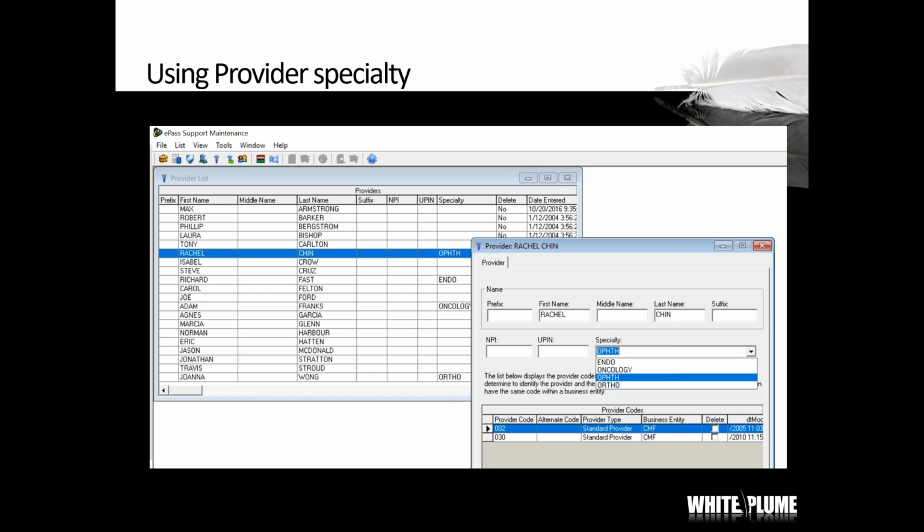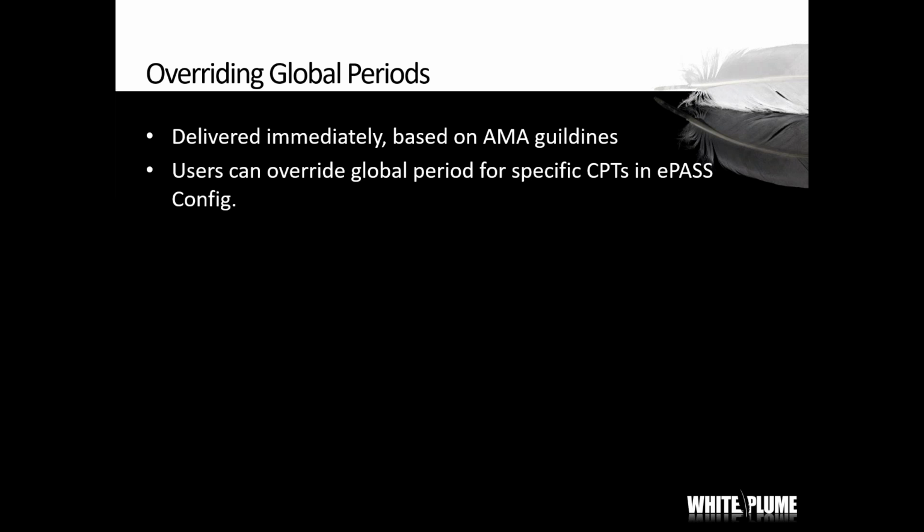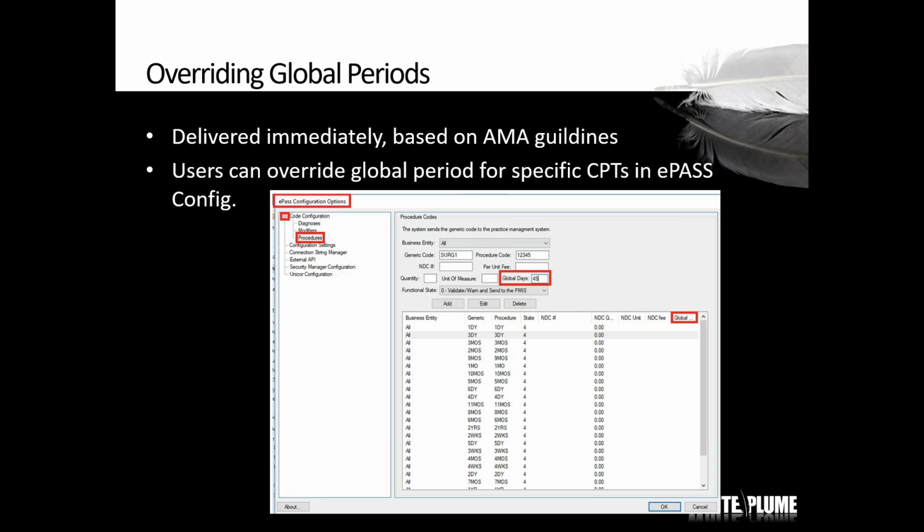All right. Now, as I mentioned earlier, White Plume delivers the global periods per the AMA guidelines. You may actually wish to use a different global period than the one specified by AMA, or you may wish to add other CPTs to those global dates. You can actually do that within the system. This is actually done within ePass configuration. Let me get that screenshot up for you guys.